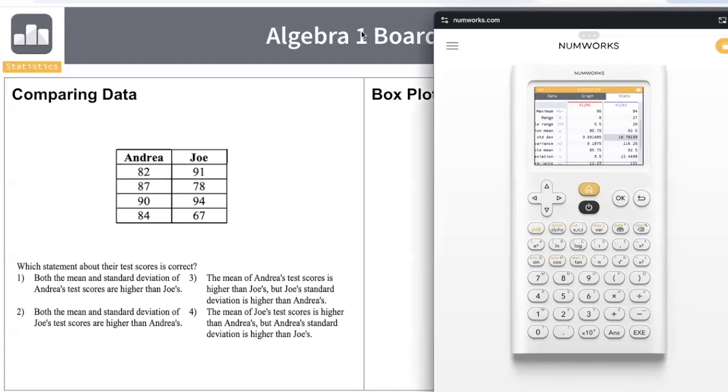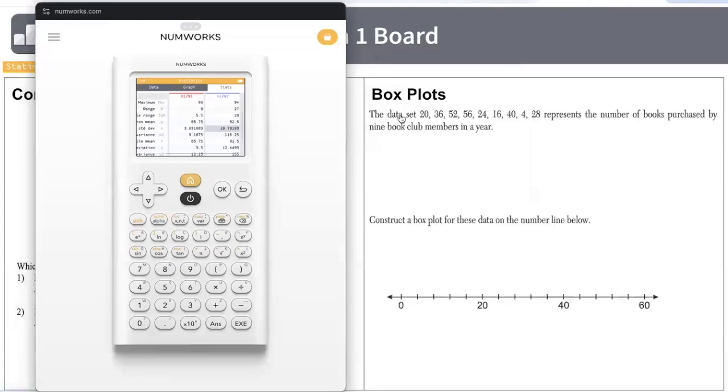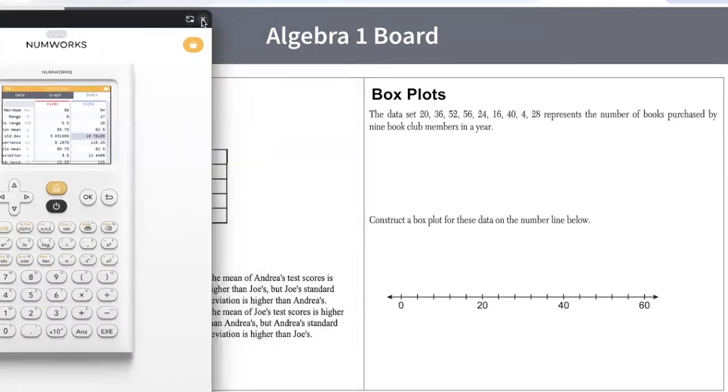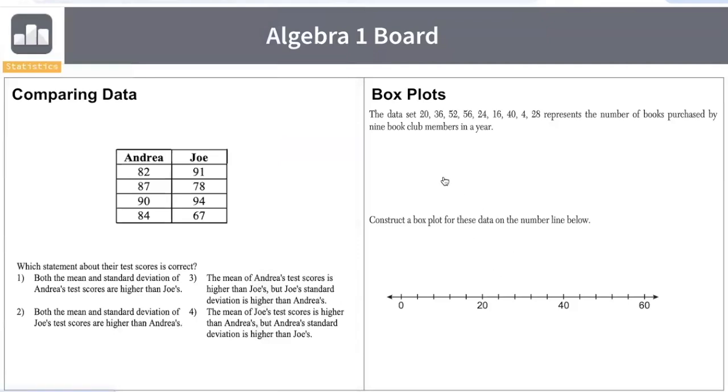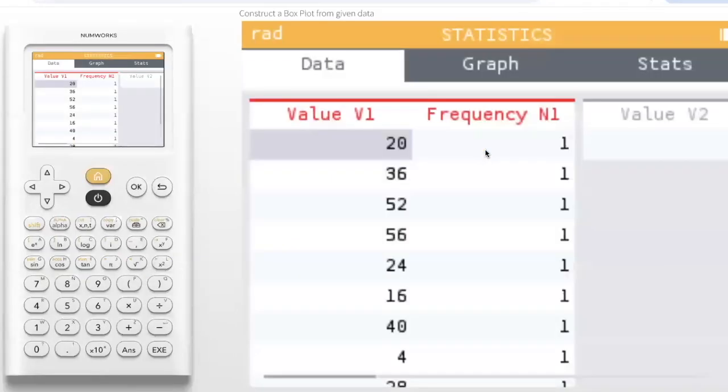And then the other statistics question that I'm going to show is a box plot question. We have a data set and I need to construct a box plot. In the calculator, I did pre-store this data, but you would type it into the statistics app the way that I just did. Again, I just have all of the values with a frequency of 1. I type them all in as a column and it will auto-populate that the frequency is 1.